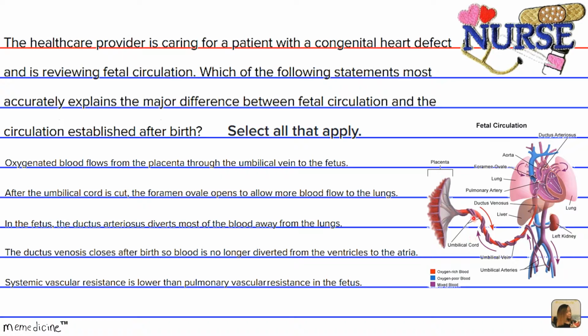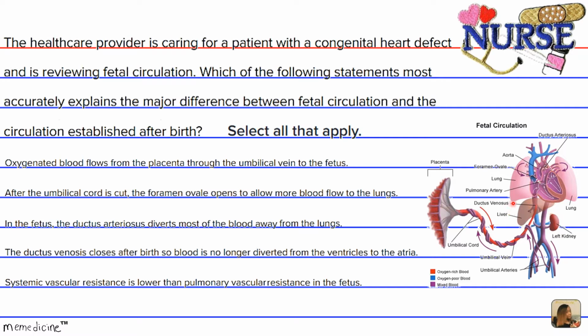When the umbilical cord is clamped, the fetal shunts are no longer necessary, and all these shunts begin to close. So the foramen ovale, the ductus arteriosus, the ductus venosus, all these things begin to shut down. As the lungs begin to fill with air, pulmonary resistance will decrease and systemic pressure will increase.